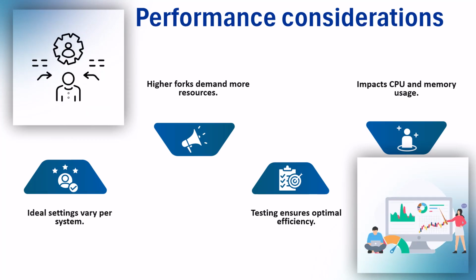Think of forks like juggling balls. Adding too many makes things chaotic. Performance tuning involves testing different fork levels based on CPU and memory. Let's discover how to keep performance balanced for efficient automation.